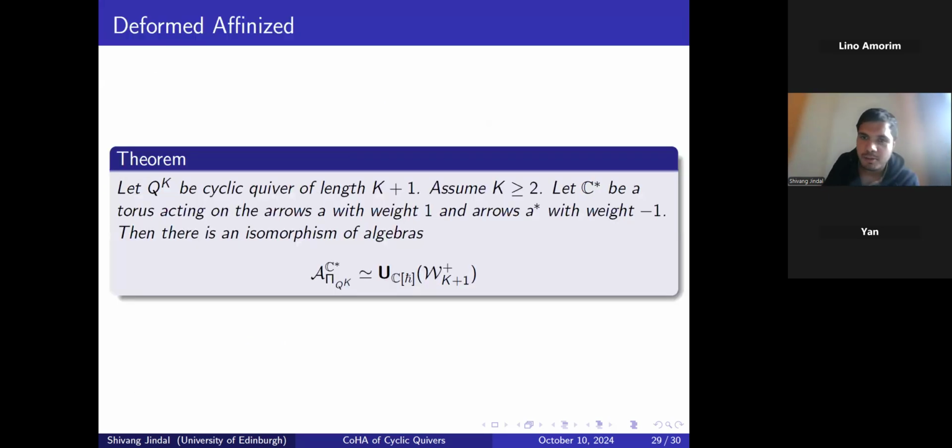And the final theorem is that we can also see this by the cohomological algebra. So if we take the cyclic quiver and C star is a torus which acts on the original arrows with weight 1 and opposite arrows with weight -1, then there is an isomorphism of algebras. And that's what I wanted to say.